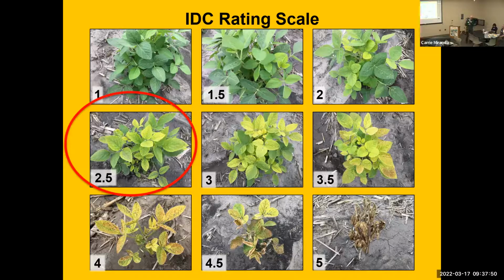So just for your kind of scale, I'm going to look here at the next slide of a score of 2.5. So if you look at that one, you see a little bit of yellowing. We do know that if you even have a small amount of yellowing in your beans, it sets that plant back a little bit, and that often translates into a reduction in your yield.